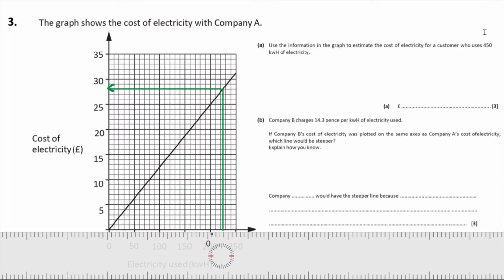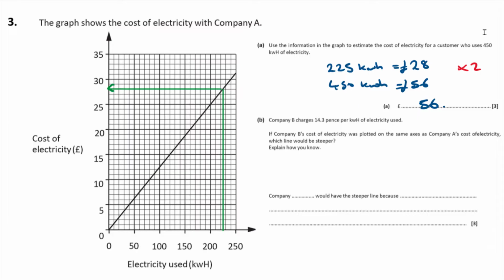Okay, so you can see that 225 kilowatt hours is equal to 28 pounds. So then if I double that up, I'm going to get 450 kilowatt hours. That's going to be twice 28, isn't it? It's going to be 56 pounds. Okay, so it's 56.